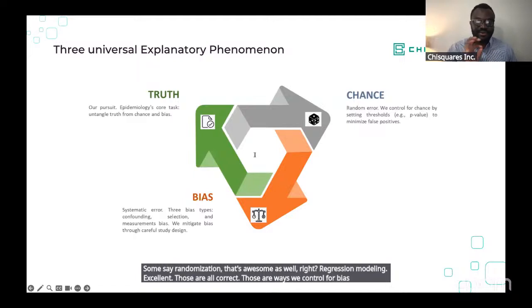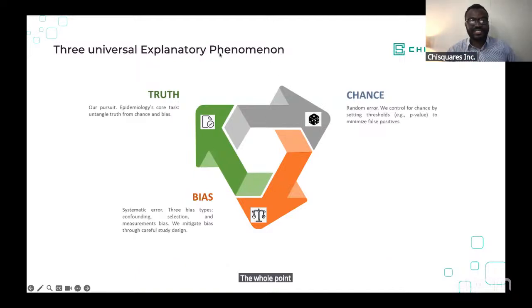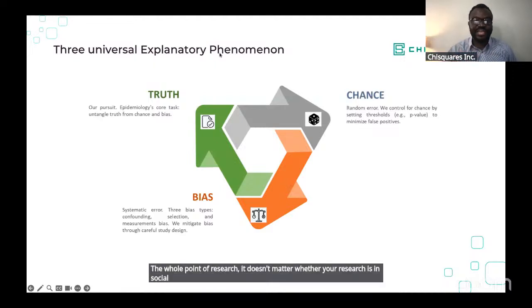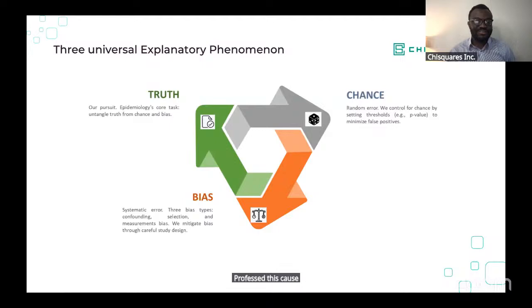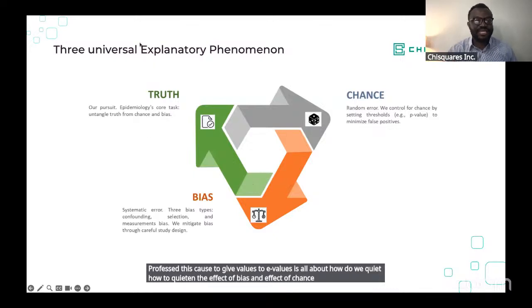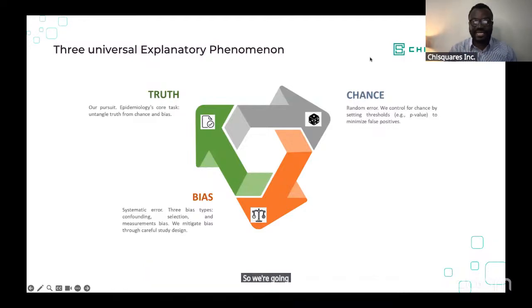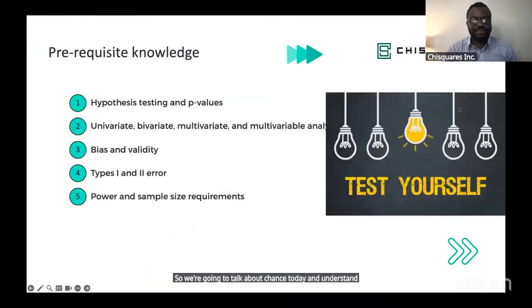So again, the whole point of research, it doesn't matter whether your research is in social sciences or in epidemiology, is to find out the truth. But to get the truth, we have to control for chance and we have to control for bias. And so all the methodologies you learn about in grad school, from regression to propensity scores to p-values to e-values, is all about how do we quieten the effect of bias and the effect of chance so that we can get at the truth. So that's why we do research. So we're going to talk about chance today and understand p-values and how to interpret them properly.